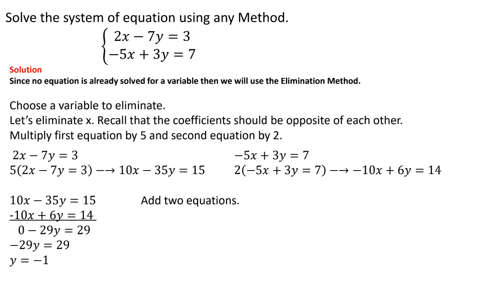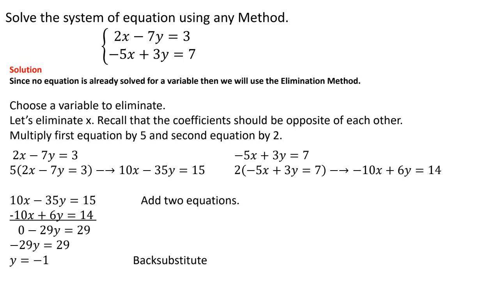So if I add 10x and negative 10x, I get a 0. And negative 35y plus 6y is negative 29y. 15 plus 14 is 29. So if we divide by negative 29, then our answer is y equals -1.